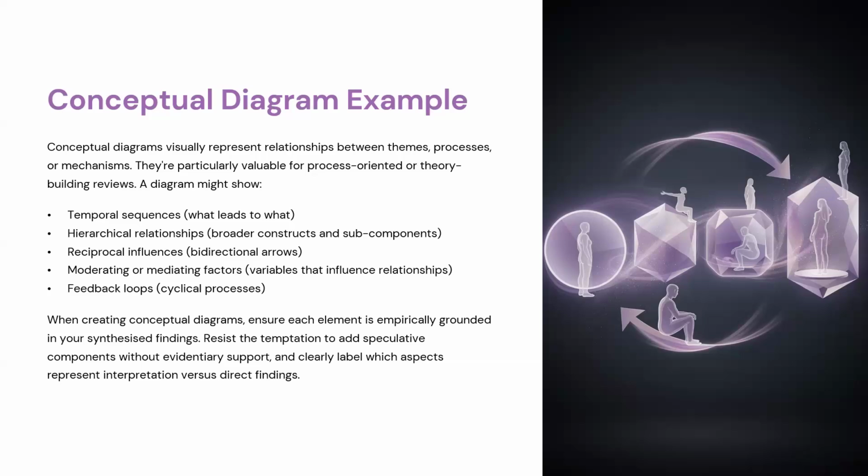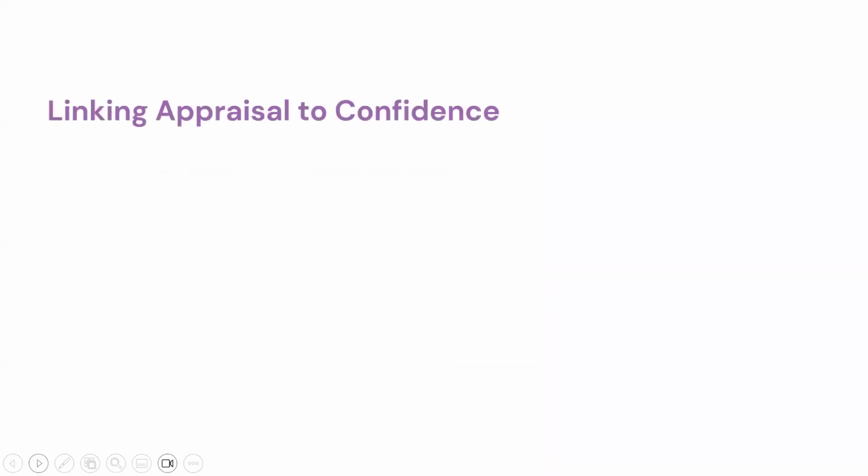And again, just resist the temptation to add speculative components without evidentiary support, and clearly label which aspects represent interpretation versus which represent interpretations based on direct findings. So as long as all of this is very transparent, as long as you say exactly why you have come to the conclusions that you have come to, or why you have decided to create or map the themes that you have mapped, and your thought processes are very clear, you shouldn't encounter too much trouble or too much pushback in terms of criticism that you'll receive later on, in terms of analyzing your synthesis and your overall systematic review.